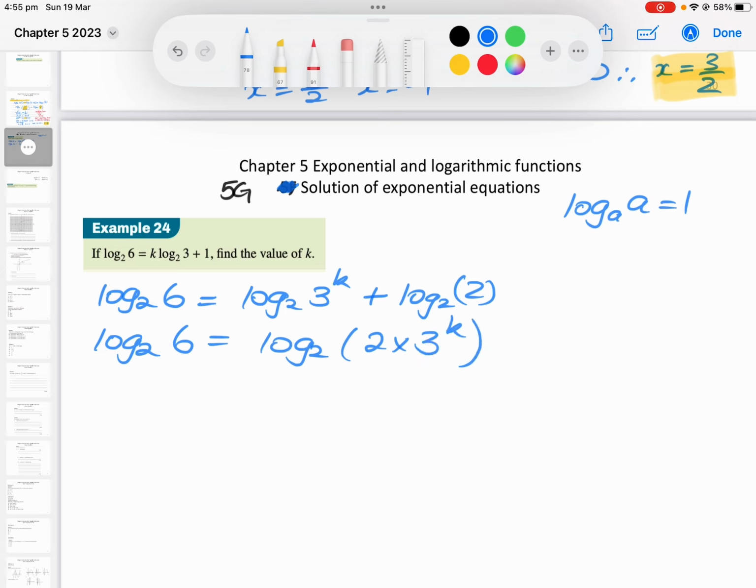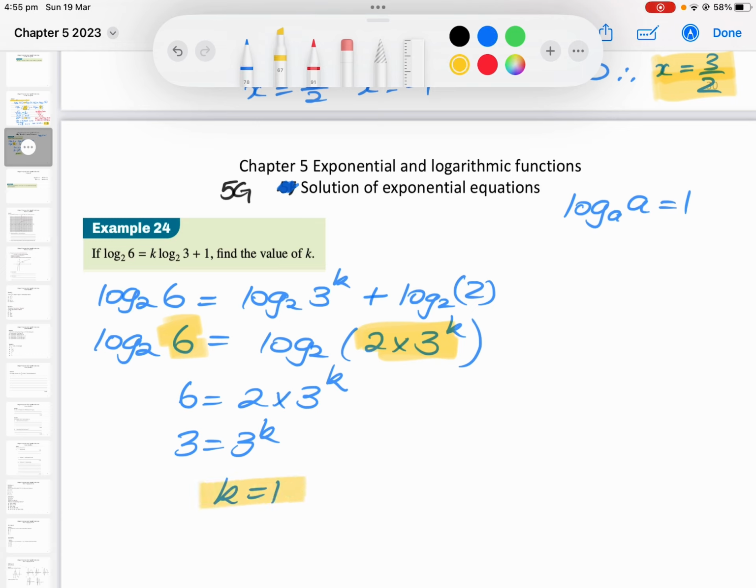So that means that this must be the same as this. So 6 equals 2 times 3 to the power of k. Divide by 2. So that means k must be 1. So you can go ahead now and do the 5G questions, please.